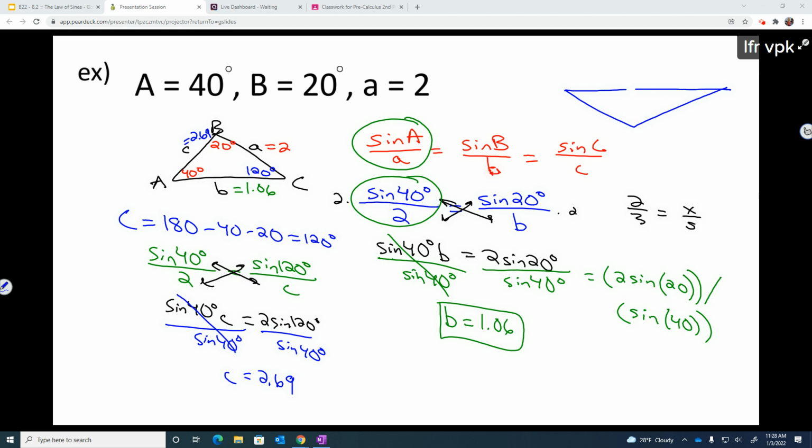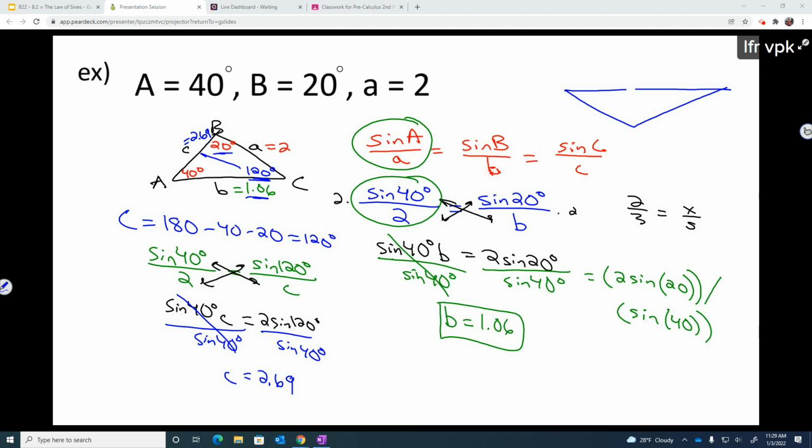So what I like to do to check is find the smallest angle, that's 20 degrees here. Does it have the smallest side opposite of it? It does. It's 1.06. So these are the smallest, right? And the biggest angle, 120, does it have the biggest side opposite of it? 2.69, yeah, that's the biggest side. So a good thing to check is, at the end, make sure the smallest angle has the smallest side opposite, and the biggest angle has the biggest side opposite.